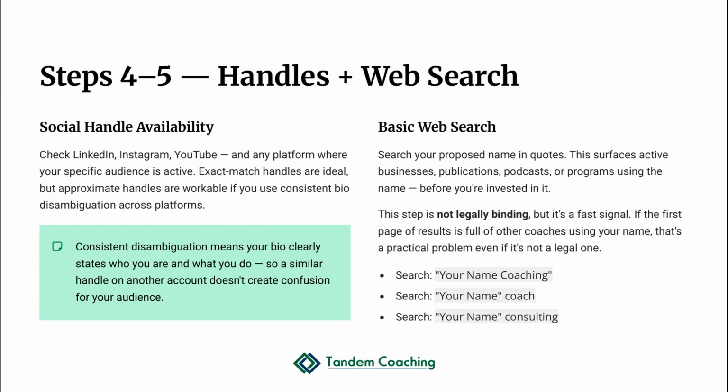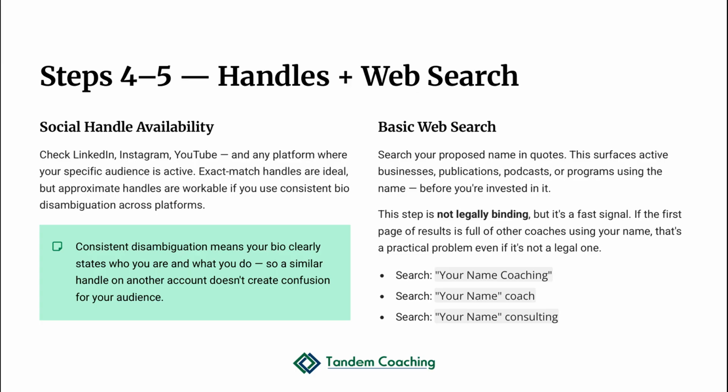Steps 4 and 5 close out the scan: social handles and the basic web search. Handle check on LinkedIn first, since that's where coaching prospects most often verify someone, then on the platforms your specific audience uses: Instagram, YouTube, TikTok, Substack. Choose by your distribution strategy, not by completeness. Exact match handles are ideal. Approximate handles with consistent bio disambiguation are workable.